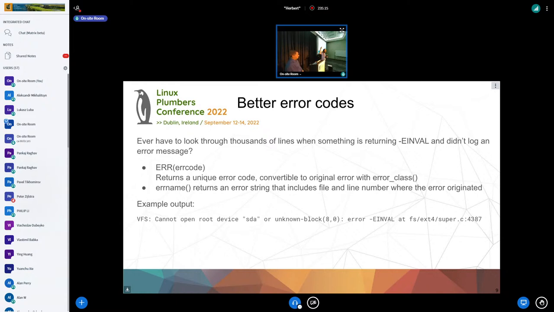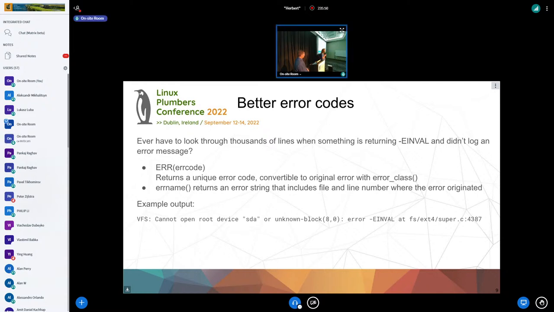What if we just had more error codes? What if we had a unique error code for every site in the kernel that throws an error? What if we had a unique error code for every site in the kernel that throws an error? So this error macro does that, and it uses the code tagging thing to, behind the scenes, do the actual allocation. You pass it, say, ENOMEM, and it returns you a unique error code.